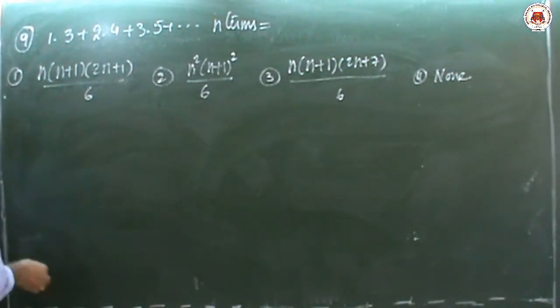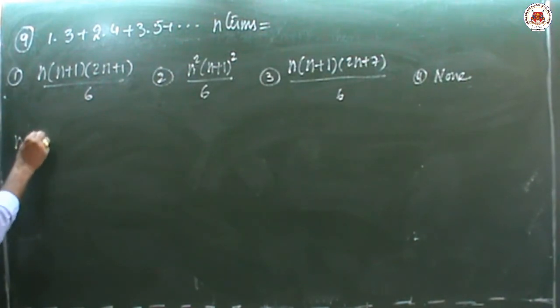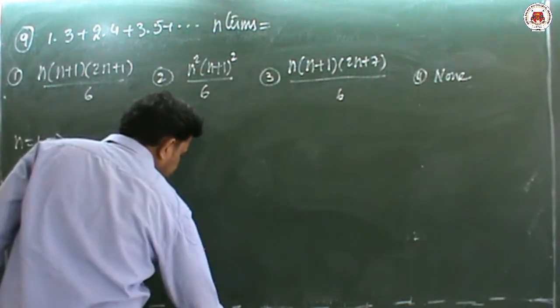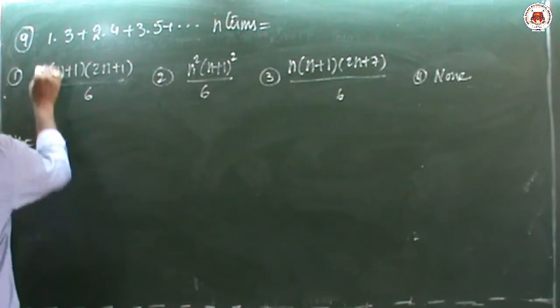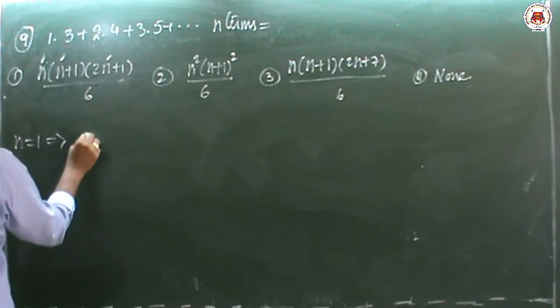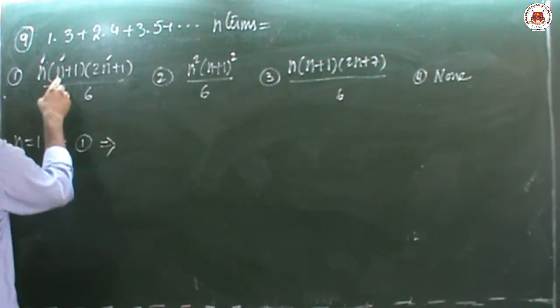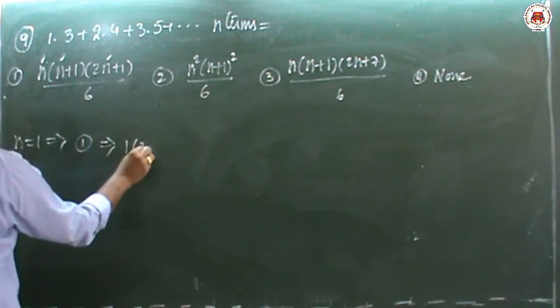Now my dear children, same story. First we take n equal to 1 and substitute here. Then what happens? N equal to 1 here. First option, I am explaining, Rachana. In the place of n write down 1 plus 1, which is 2.